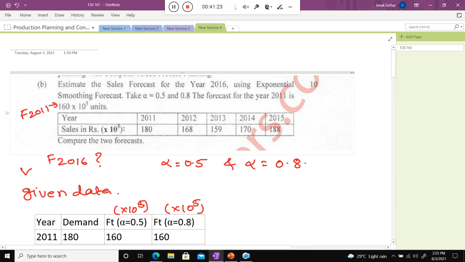We can then calculate the 2013 forecast. Using the 2013 forecast and demand, we can calculate the 2014 forecast, and using the 2014 forecast and the demand of 2014, we can calculate the 2015 forecast. Using the 2015 forecast and the demand of 2015, we can answer this question, the forecast of 2016. So that is the way to solve this numerical.